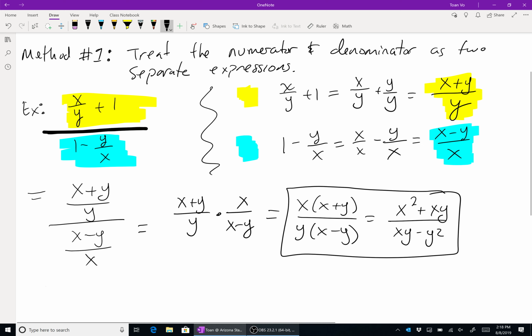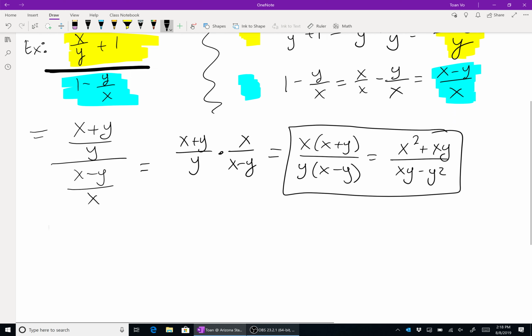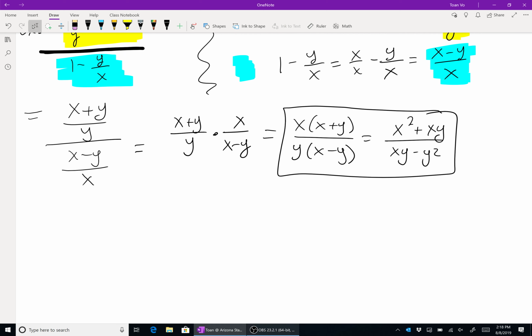So let's do the same example. And I want to show you my method just in case the few of you, it's very rare, actually like doing it.